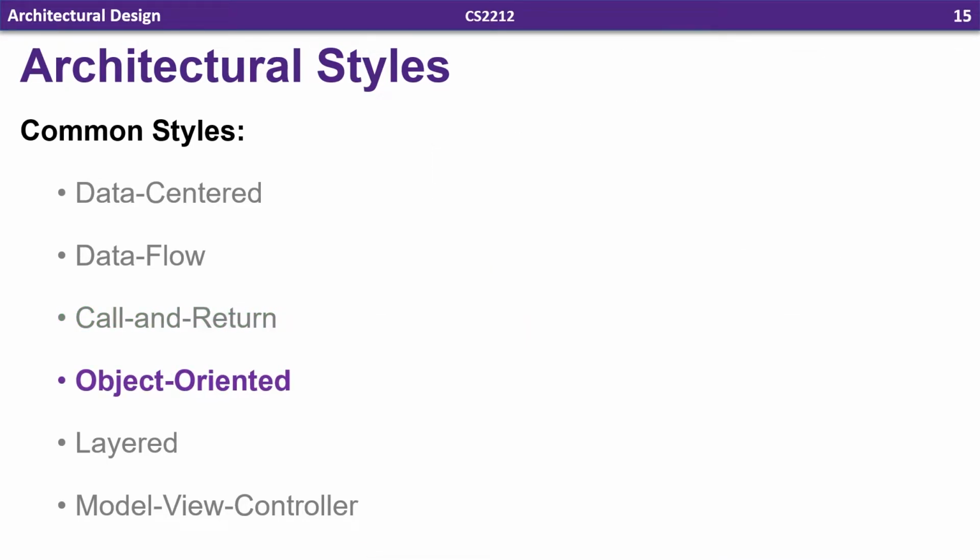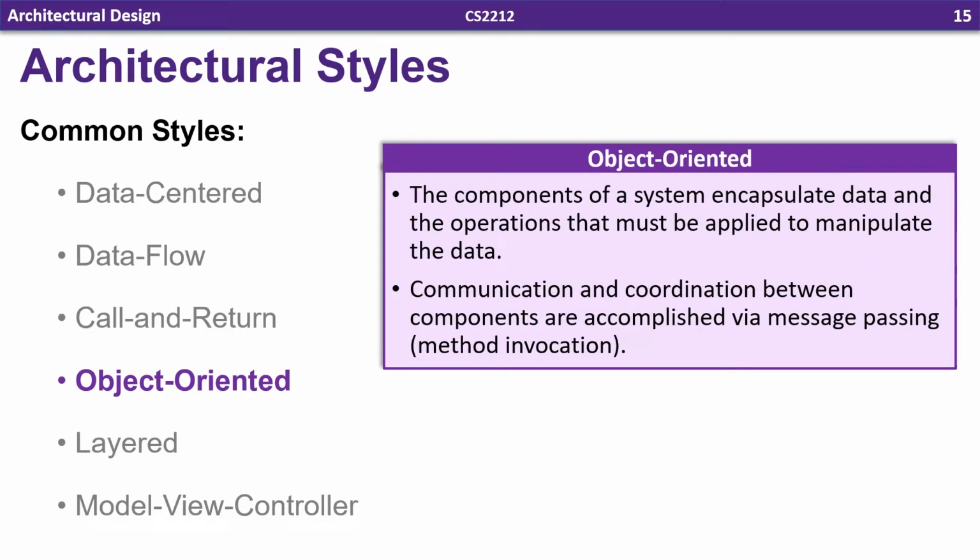Now here's one that you should be familiar with, the object-oriented style. As you know, in object-oriented programming, the components of a system encapsulate data and other operations that are used to manipulate the data. In most cases, these components are classes or collections of collaborating classes. Communication between components is achieved through passing messages by invoking public methods on the instances of these classes. This is a very popular style that is used by most modern programming languages. For example, it's used by Java, which we're using for our team project in this course.